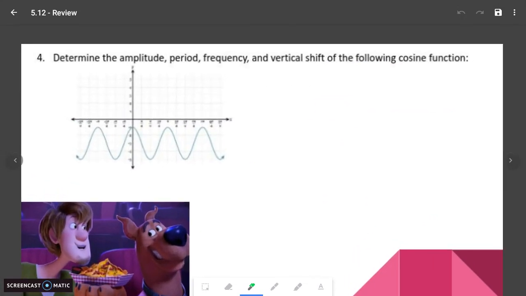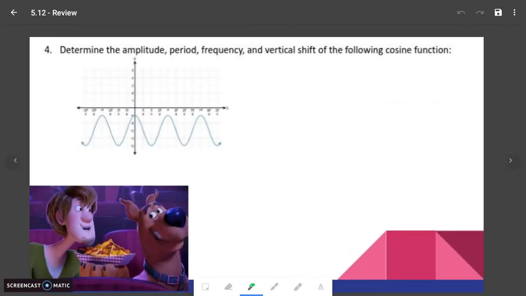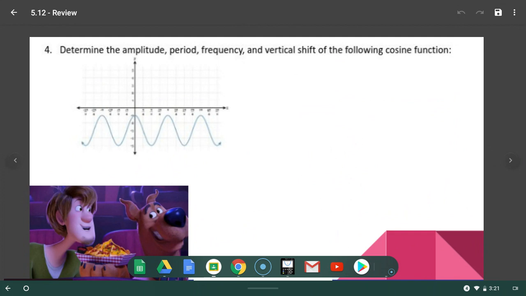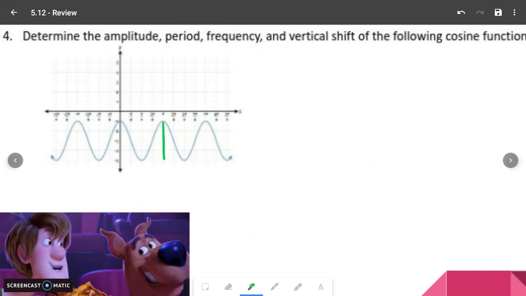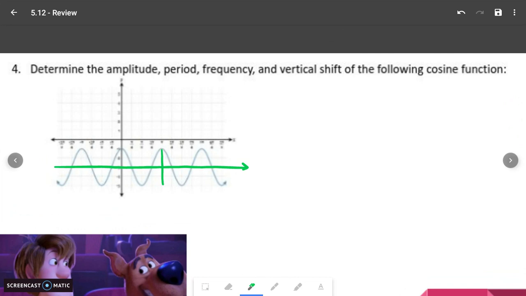Okay, so number 4, we have another graph. We're determining the amplitude, period, frequency, and the vertical shift of the cosine function. Right in there to find that middle spot between this, so you can see that we're looking at 4 total of the height. So if I draw my line in here, here's my midline. So that's my vertical shift. So the vertical shift is down 5.